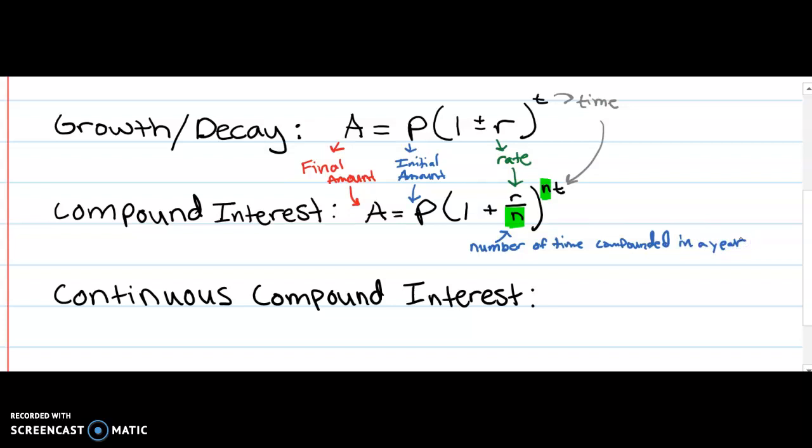Okay, so that's compound interest, and then continuous compound interest is A equals P e^(rt). And the very similar parts. This is my final amount. This is my initial amount. Remember, e is just a number, right? It's just like pi. Okay, then my rate, and then my time. Okay, so these are the three formulas we're going to use for word problems.